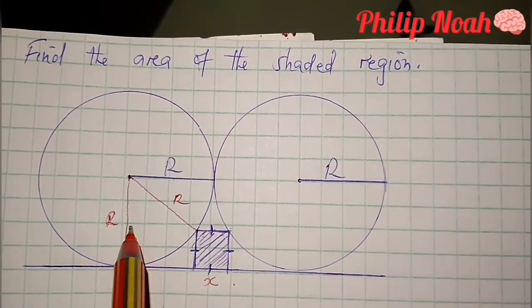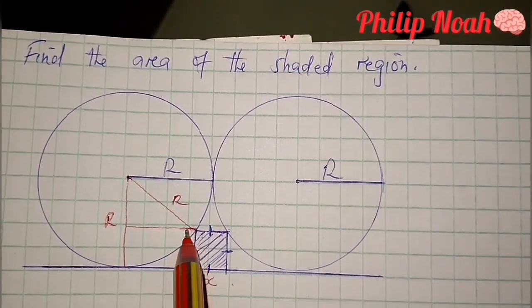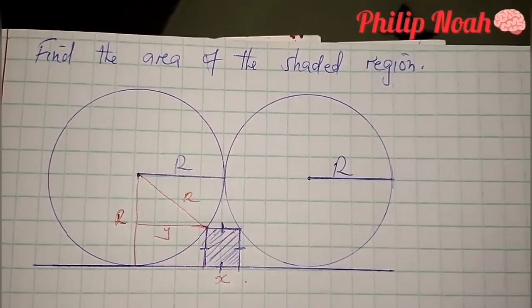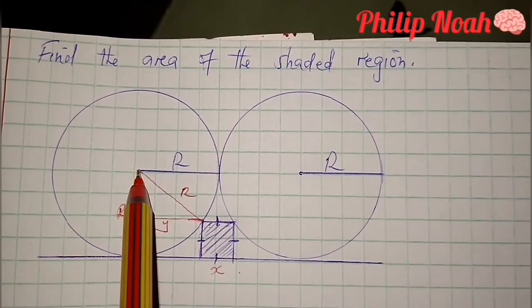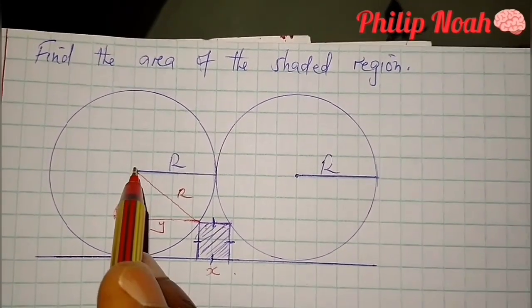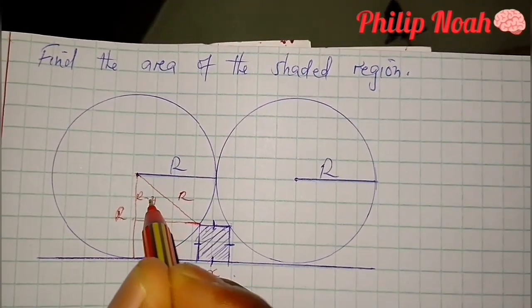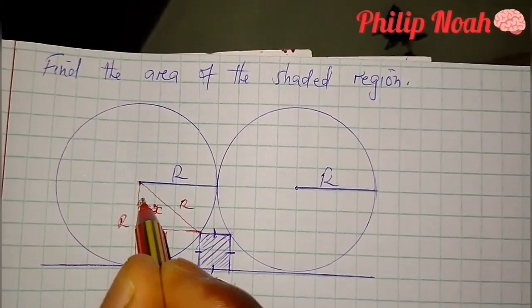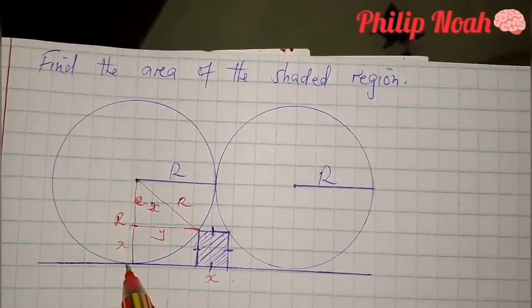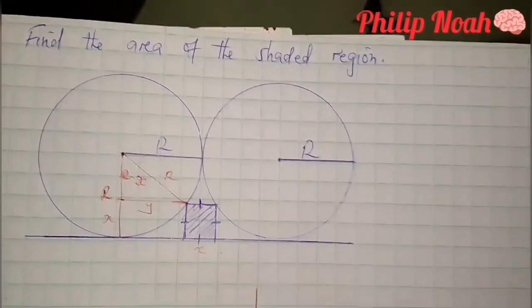We can also join so that we make a right angle triangle at this point. We can label this side y. Now, from the center of this circle to here, it's r. So what's the distance from this point to this point? It's r minus x. Remember, here is also x. From this point to this point is also x. So the distance from this point to this point will be r minus x.